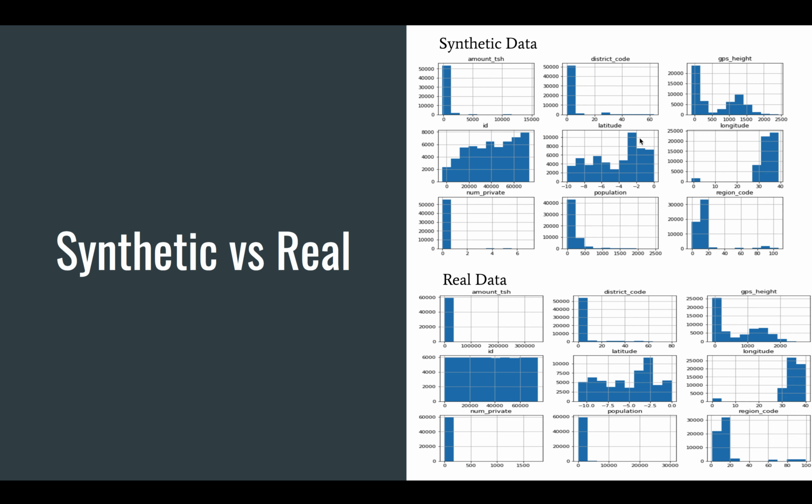very similar. You can see the amount of water in the wells is very similar. The district code is very similar. Longitude, latitude, region code. There are definitely some differences, but it wouldn't be very useful just to have the same two sets of the same training data. So you do need that element of randomness in there.